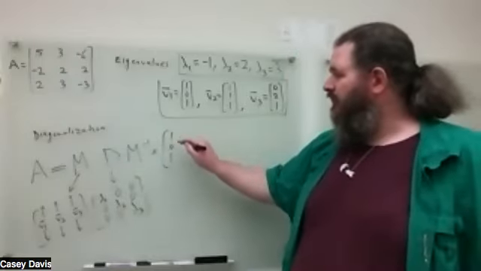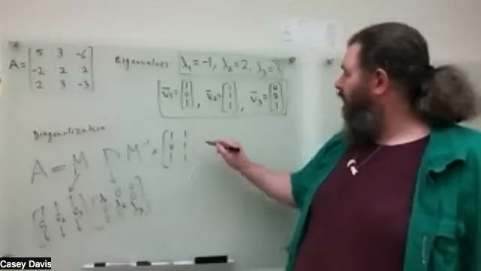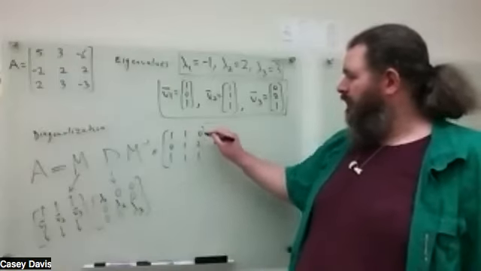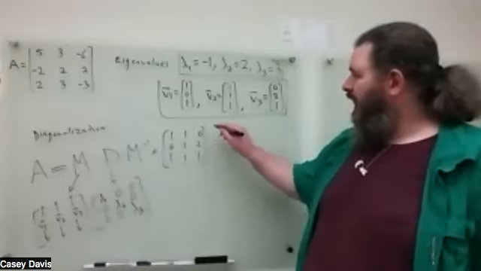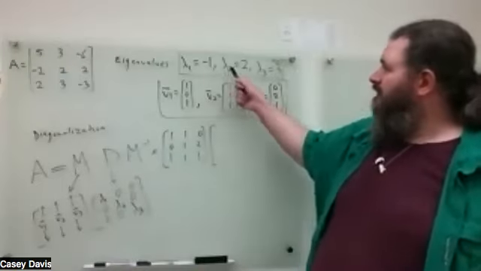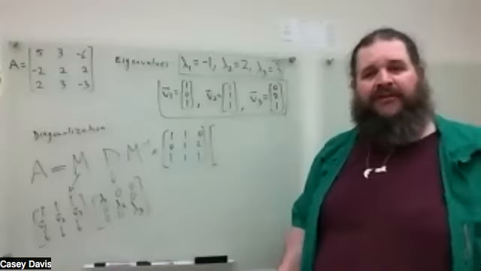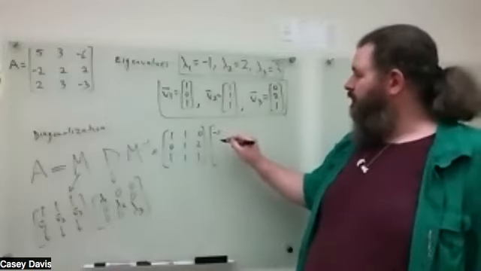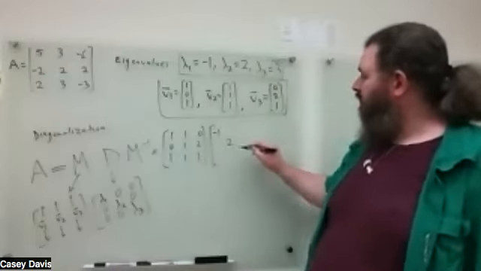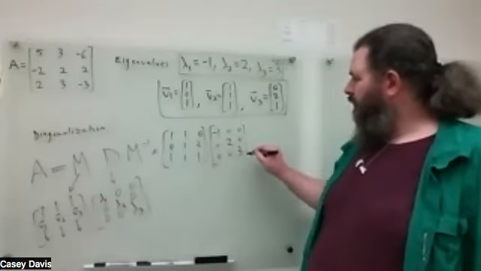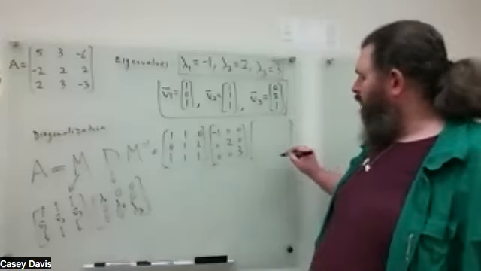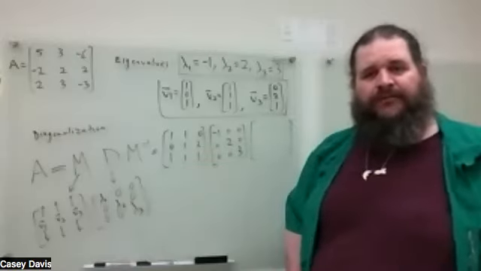So in this case, M would be the eigenvectors as columns. So 1, 0, 1 is a column, 1, 1, 1 is a column, 0, 2, 1 is a column. This would be our matrix here. And then the diagonal matrix would use the eigenvalues as the diagonal entries. So eigenvalue -1, eigenvalue 2, eigenvalue 3, and then zeros everywhere else. And then we would just need to invert this matrix.